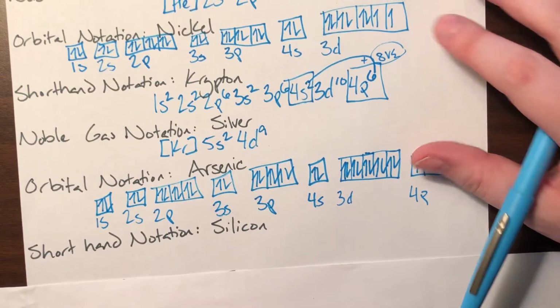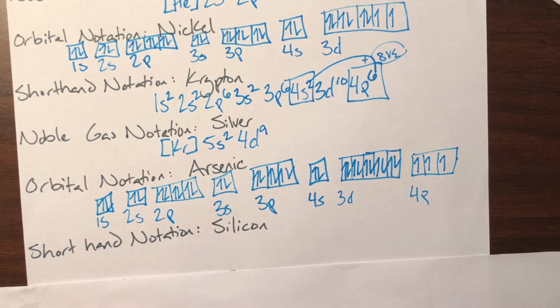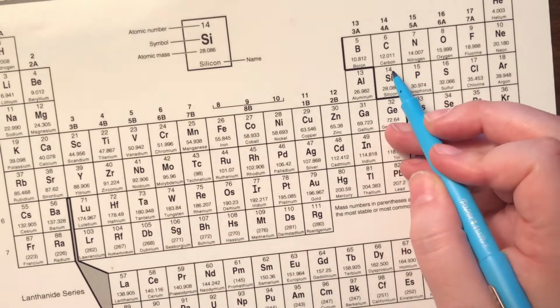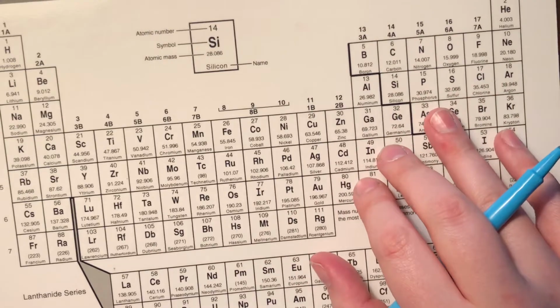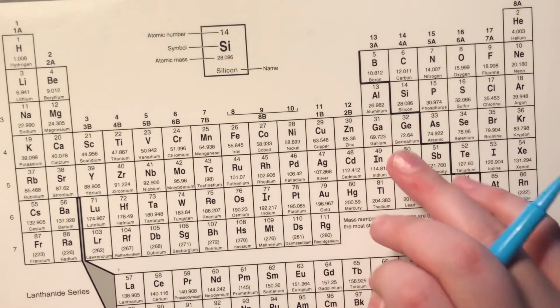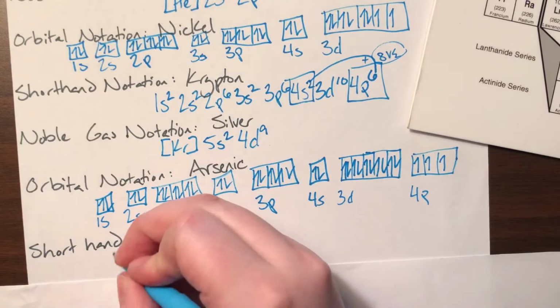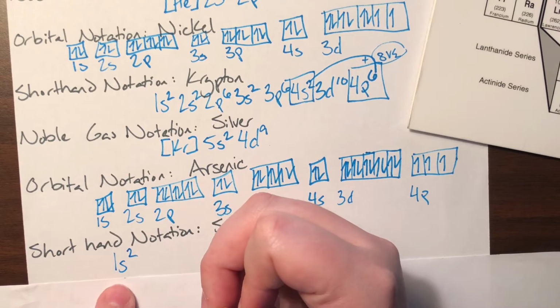Next, I'm going to do shorthand notation for silicon. So I need to find silicon first. Silicon is going to be Si, it's going to be element number 14, and shorthand notation means that I just get to tell you how many electrons are actually going to be there. I don't have to draw them out. So my first and second electron are going to live in 1s, and my s block is going to be completely full, so I will say 1s2.